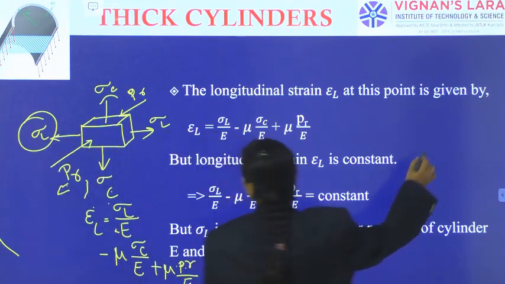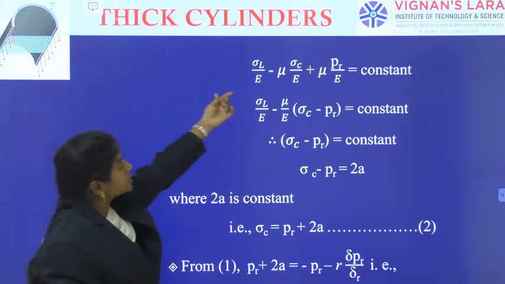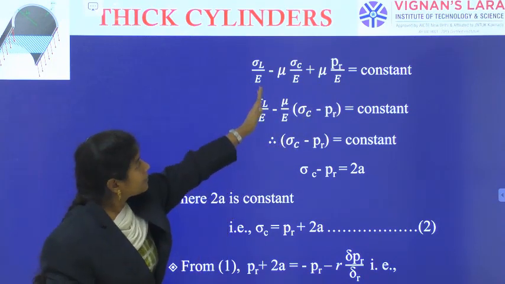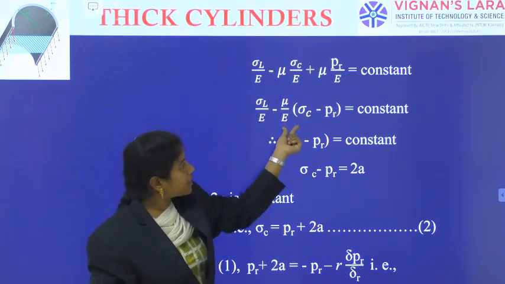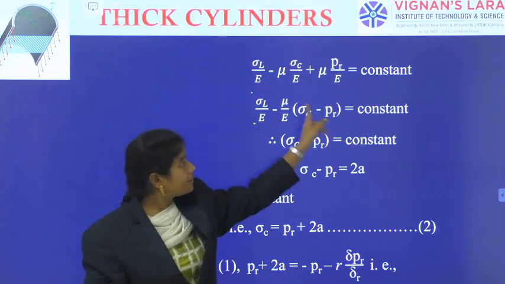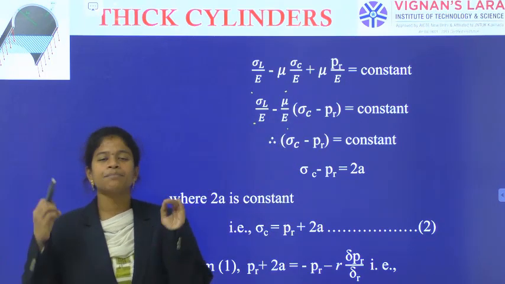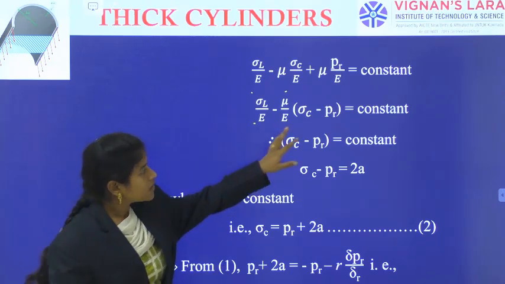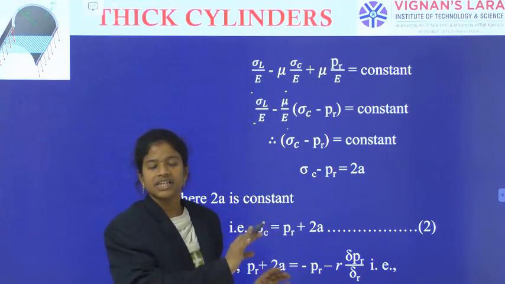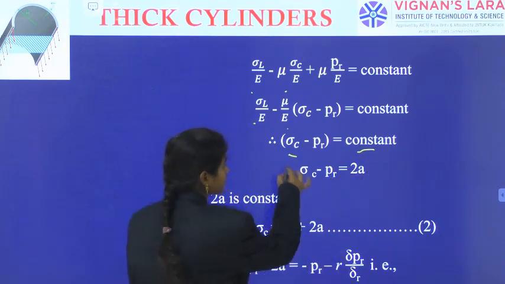Okay. So the next thing we are doing is, sigma L by E minus mu times sigma C by E plus mu times PR by E is equal to constant, keeping sigma L by E as it is and mu by E common, sigma C minus PR. So sigma L and E are constant, and mu and E are constant. Some multiplication, whatever it is, if it is 1000, 100 or anything, some constant. I am not at all giving the numerical. So for the constant, no need to give the particular E, sigma by L, everything. Only one more constant, some different constant, came. Now sigma C minus PR is equal to constant.